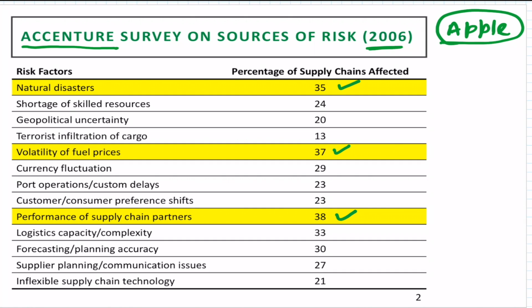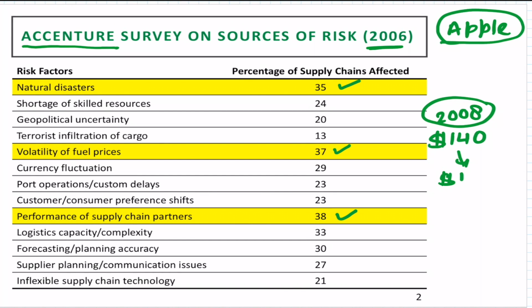in a big way. Similarly, volatility of fuel prices: we have seen in 2008, the crude oil prices went as high as $140 and then dropped to about $40. This creates a lot of difficulties for companies that have global supply chains.